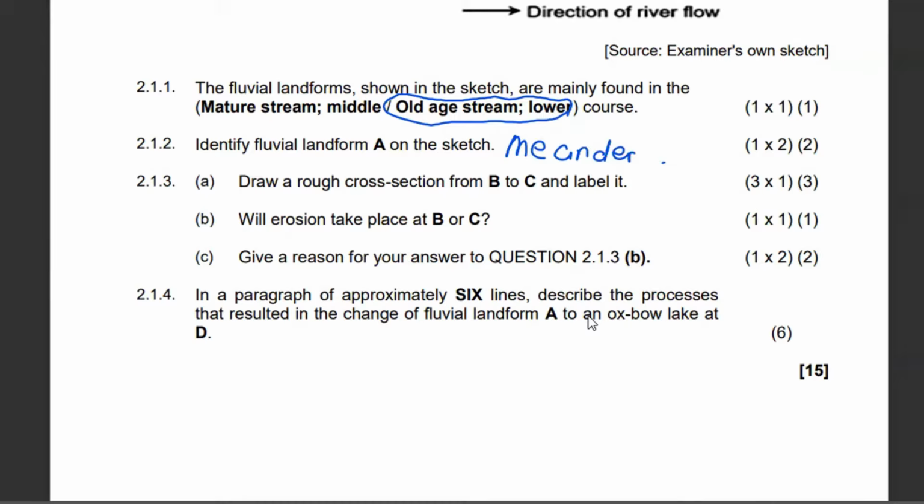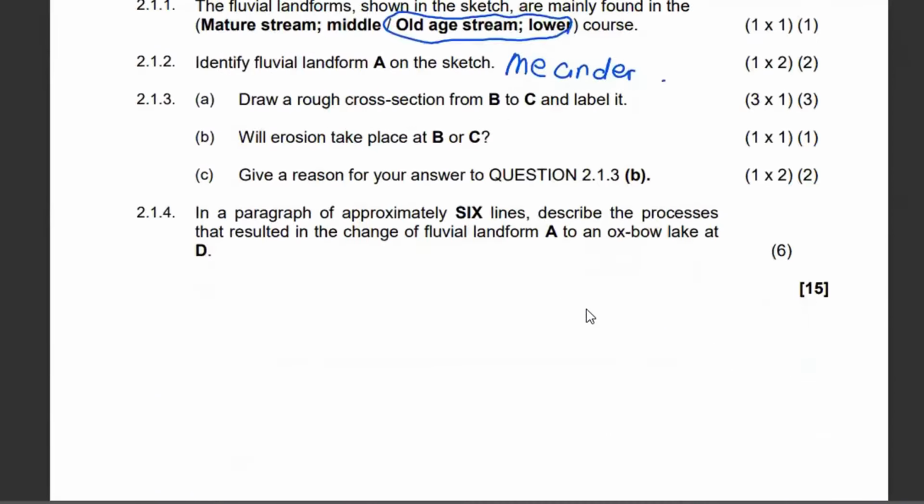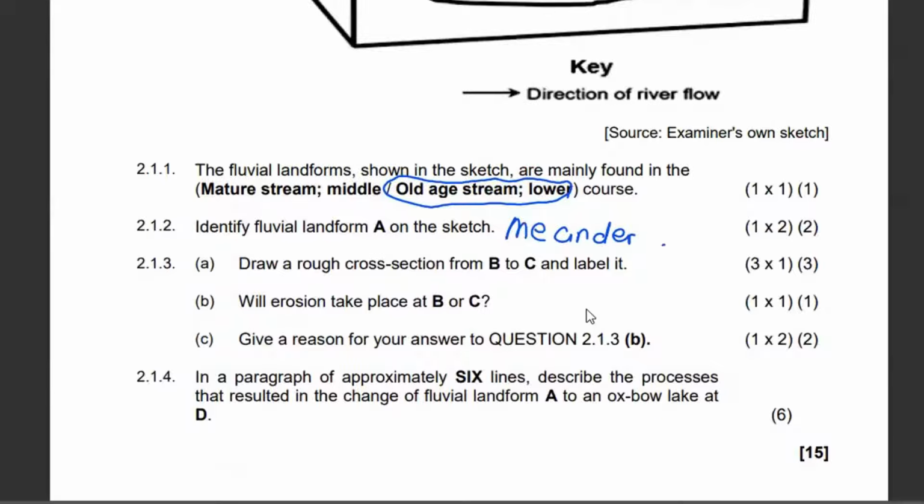All right. So here you're going to draw a rough cross-section from B to C and label it. So meaning here, you'll have to draw it on the page that is given to you from B to C. This is point B, this is point C. And then here, you will have to draw it and go like this. All right.